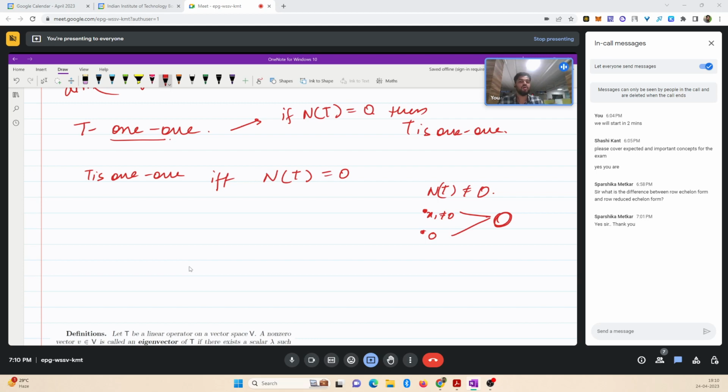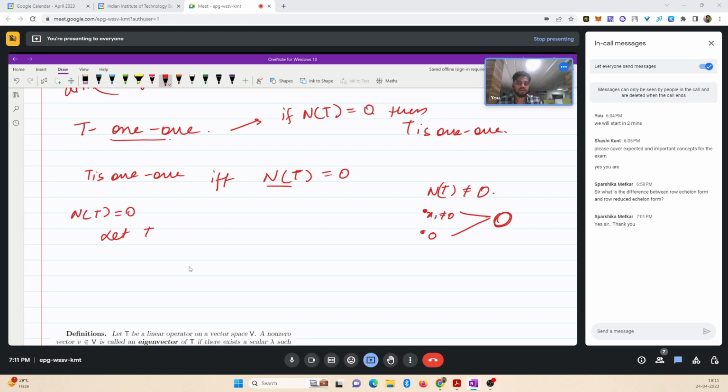Now the other way, let's say that the nullity of T is 0, then you need to prove that T is 1-1. Whenever you have to prove if and only if, you do two things: you assume this thing and prove the other thing, and for the converse part, you assume that thing and prove the first part. So if you assume that the nullity of T is 0, then you want to prove that T is 1-1.